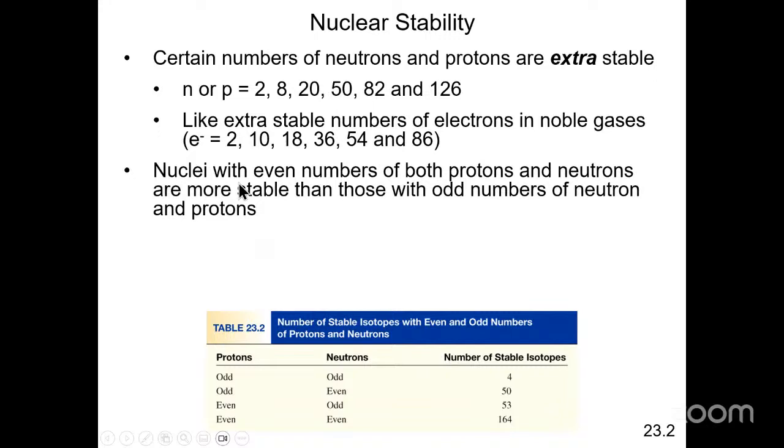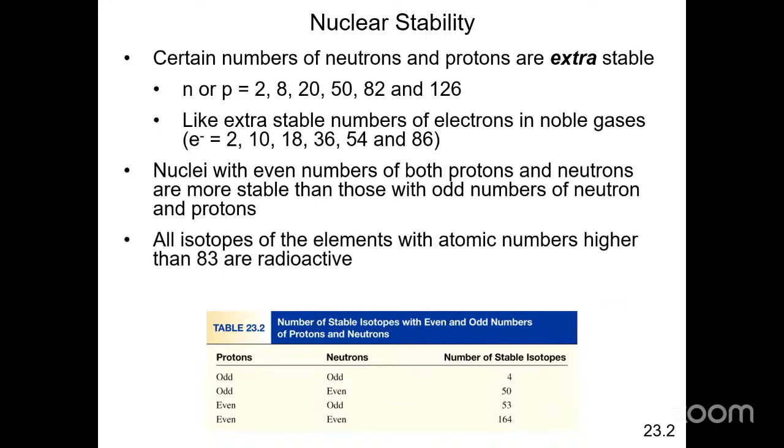Another thing that is observed is that nuclei with even numbers of both protons and neutrons tend to be more stable than those with odd numbers of neutrons and protons. That's another observation made when people try to figure out what makes a nucleus stable. Another additional fact is that all isotopes with atomic numbers higher than 83 are radioactive. That's probably the easiest one to predict. If you have an element whose atomic number is 83 or above, you can assume that it is radioactive, meaning it will spontaneously undergo a nuclear change to form other nuclei.